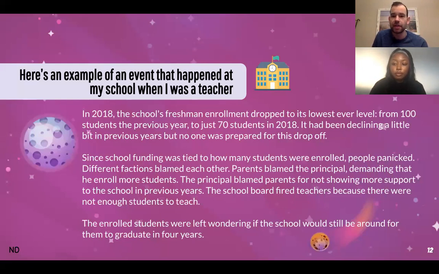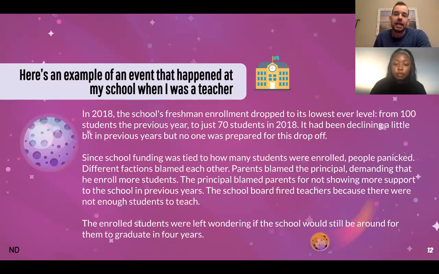So here's an event that happened at my old school that I used to teach at in Boston. This happened after I left, and I'm not using names or anything like that, so we don't have to worry about that. But what happened was in 2018, the school's enrollment, particularly the freshman enrollment, dropped to its lowest ever level, from about 100 students the previous year to just 70 students in 2018. It had been declining a little bit in the previous year, but no one was prepared for this big of a drop off.